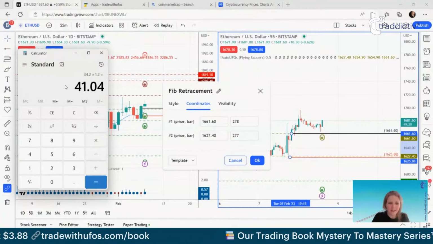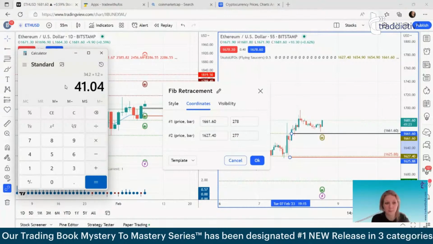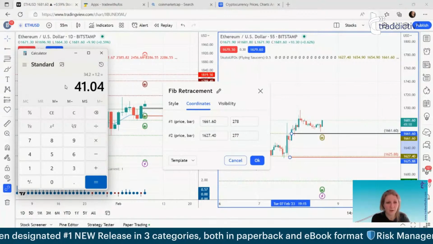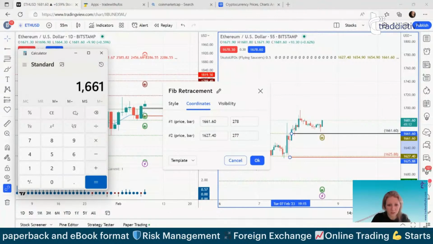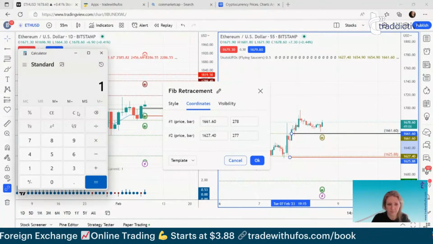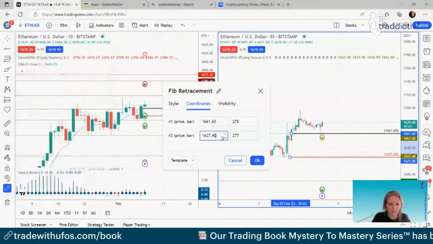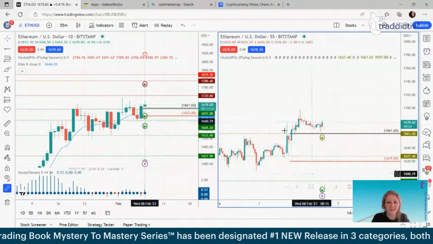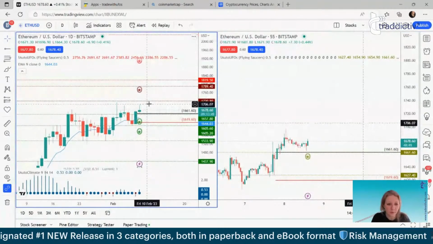I want to make that 20% bigger. I want to make that risk area 20% bigger. So that takes me to 41.04 in terms of pips, and I'm just going to round that up. So this is 42 pips. So 1661.60 minus 42 is 1619.6. Brilliant. So we've just added a little bit more wiggle room there than we might with other markets because cryptos are a little bit more volatile.